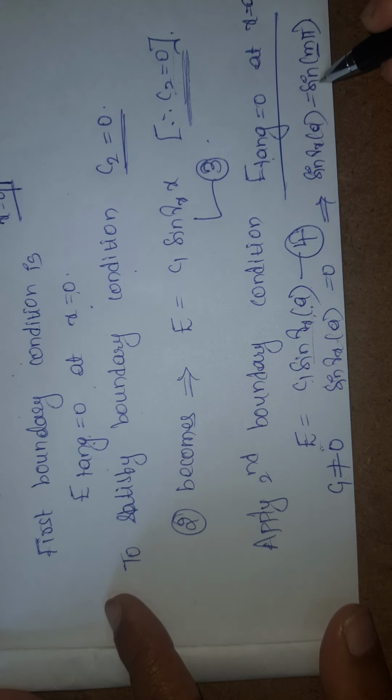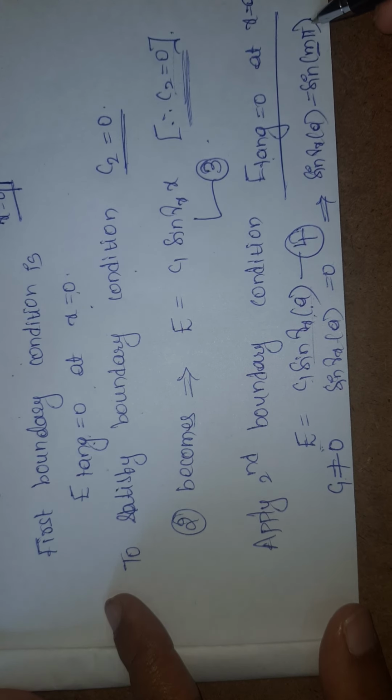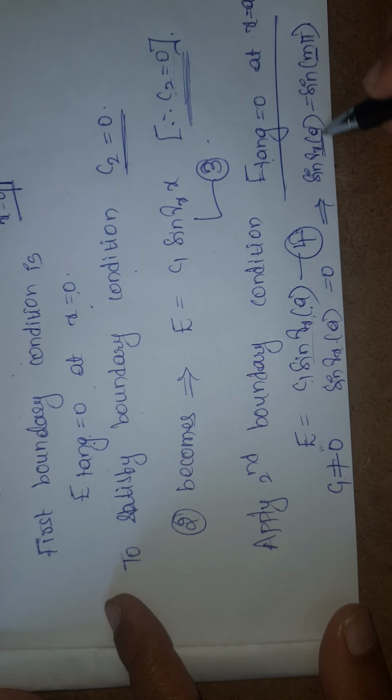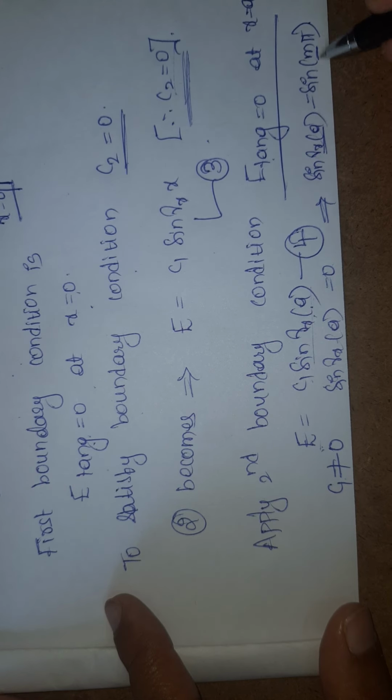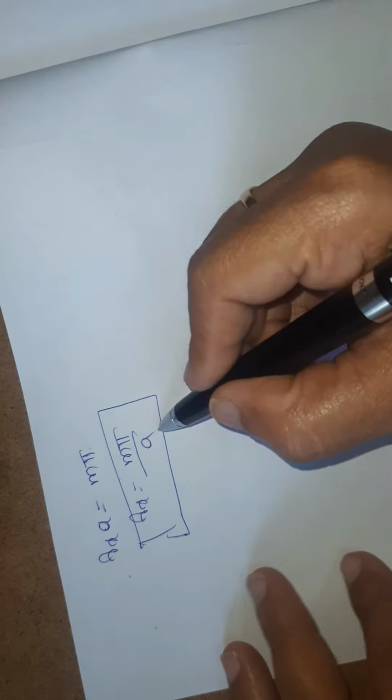If I write m is equal to 0, sin 0 is 0. Sin pi is 0, sin 2 pi is 0, sin 3 pi is 0, sin 4 pi is 0. Like this, I am having sin m pi on the right hand side. So just compare: gamma x of a is equal to m pi. Gamma x of a equal to m pi. So gamma x is equal to m pi by a. So like this, I got the gamma x value as m pi by a.